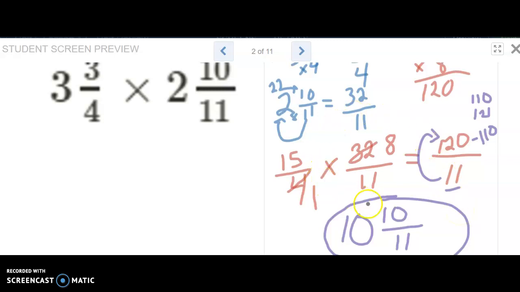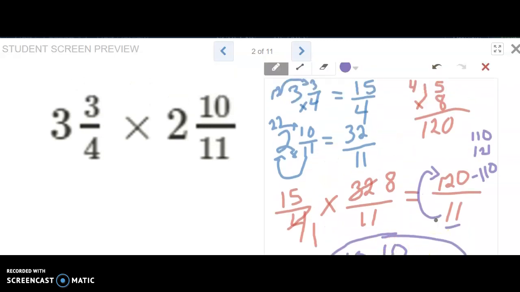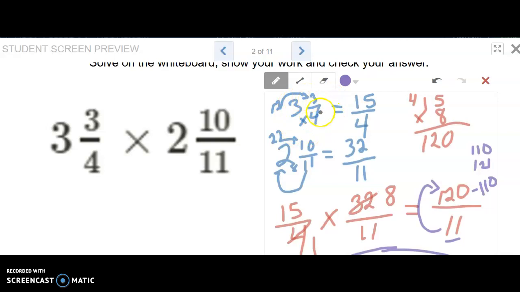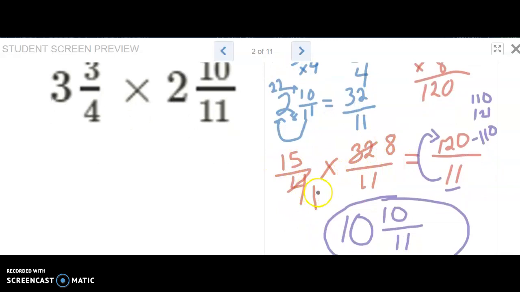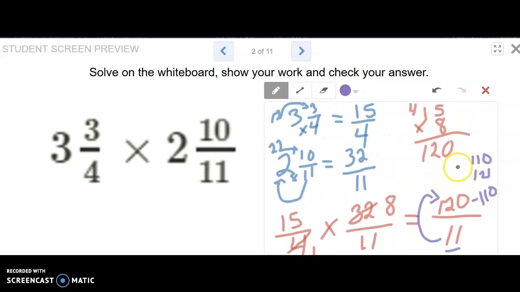If your product was not 10 and 10 over 11, check your work. Maybe you did something wrong when you were turning your mixed numbers into improper fractions, or maybe when you did your multiplication or your simplification, maybe you made a calculation error. If you multiplied and didn't simplify first, that would be fine. You'll still end up with the same 10 and 10 over 11. Your number would have just been larger with your numerator and your denominator up here. Okay. All right, check your work and move on to the next question.